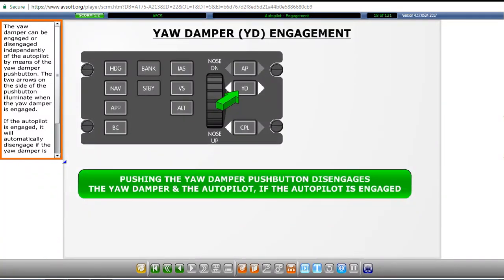The yaw damper can be engaged or disengaged independently of the autopilot by means of the yaw damper push button. The two arrows on the side of the push button illuminate when the yaw damper is engaged. If the autopilot is engaged, it will automatically disengage if the yaw damper is disengaged by pressing the yaw damper button.